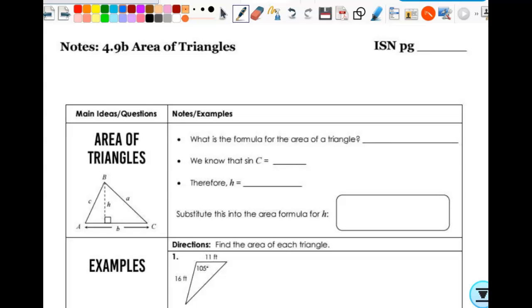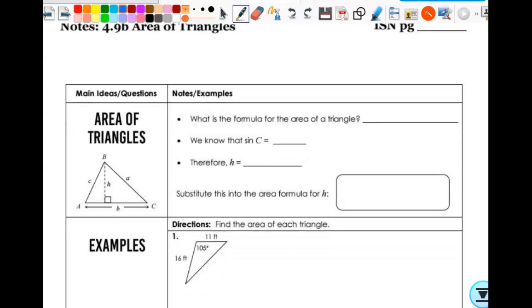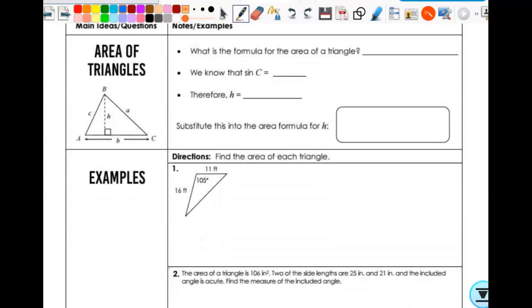So today we're going to look at area of triangles. Now you learned the basic area formula way back in the day. What is that formula? How do you find the area of a triangle? 1/2 base times height. Okay, so the area of a triangle is equal to 1/2 base times height. So that's fabulous if you have the base and the height, right?